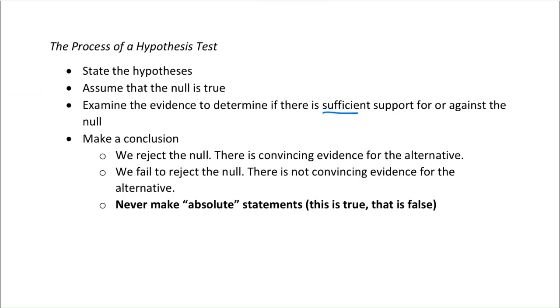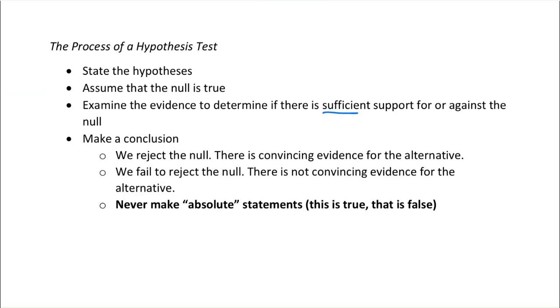So one of the conclusions we might make is that we reject the null, that there is convincing evidence for the alternative. Or conversely, we might come to the conclusion that we fail to reject the null, that there's not convincing evidence for the alternative.